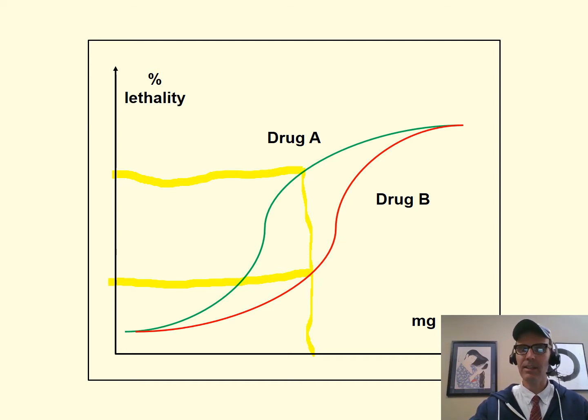Of course, at relatively low doses, drug A and drug B are about the same. If you give people, or I should say animals, a really small dose of these drugs, about the same percentage taking drug A and drug B die.